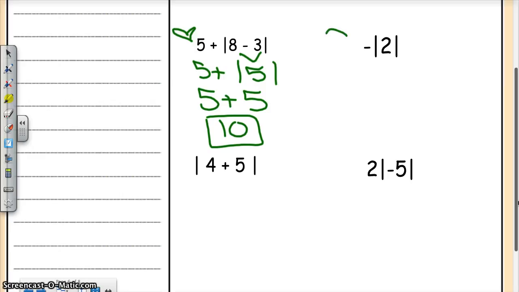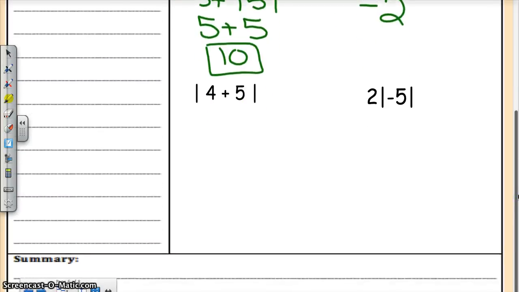Okay, next example. The absolute value of 2 is what? 2. I ask myself, how far away is 2 from 0? Bring the negative down. So if the negative is outside, you just bring it down. It will always be negative then. Okay? The absolute value of 4 plus 5 is the absolute value of 9. How far away is 9 from 0? 9.